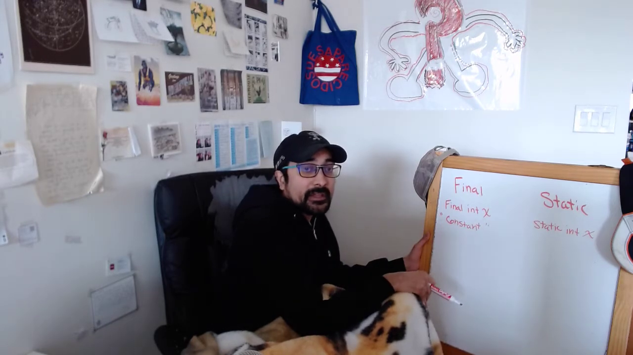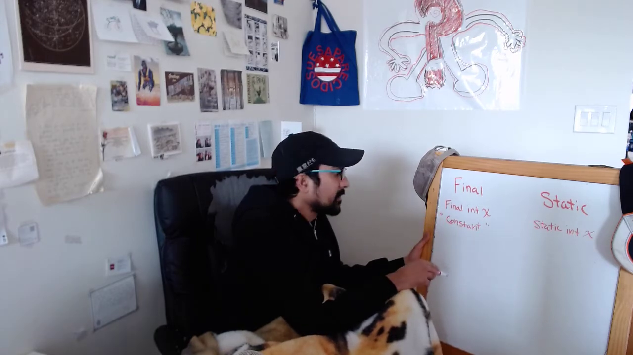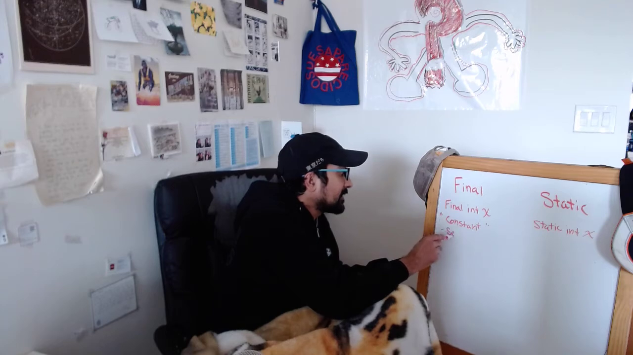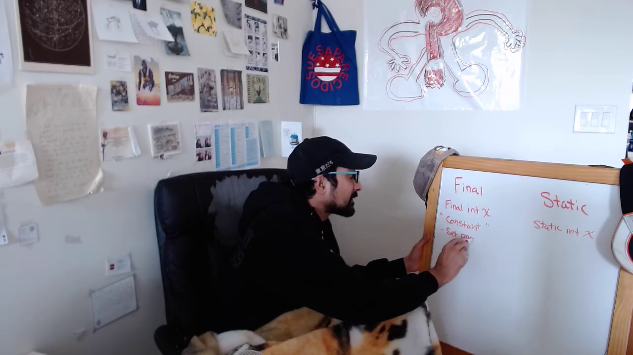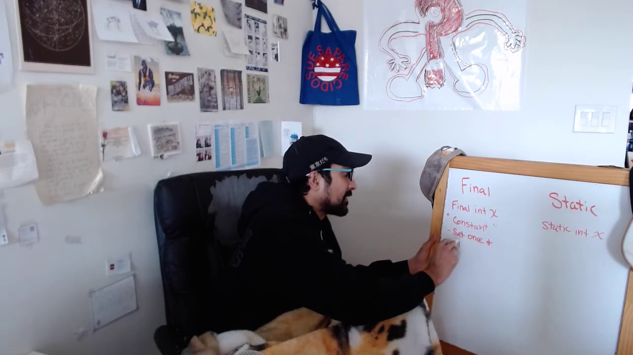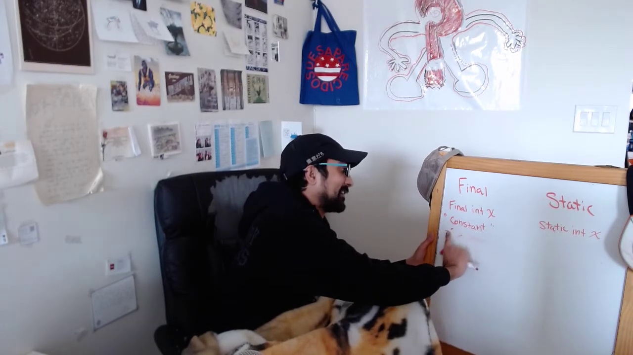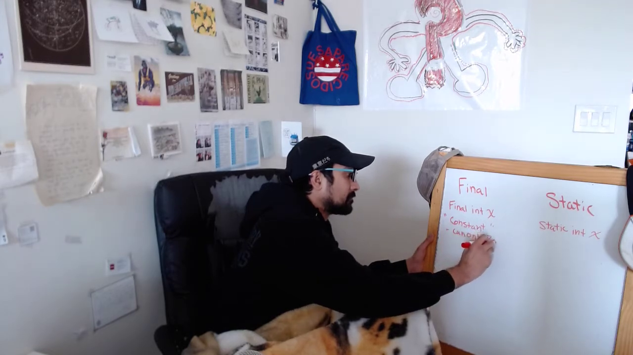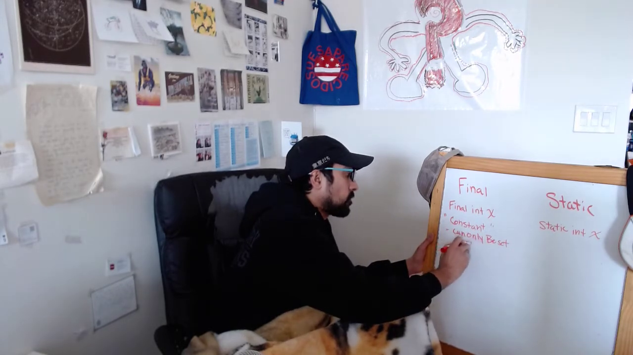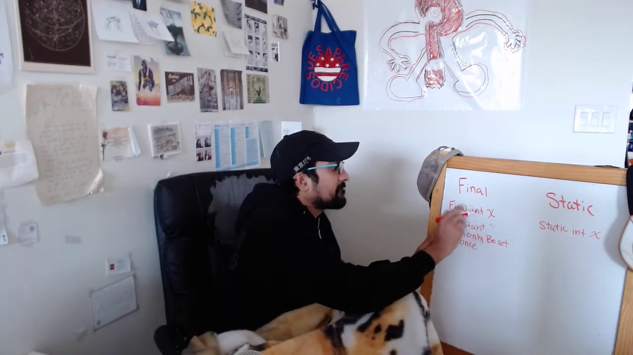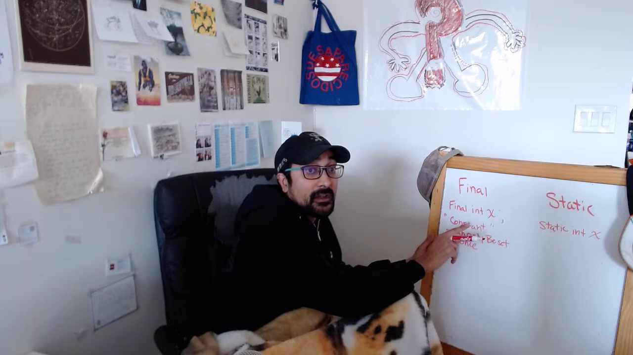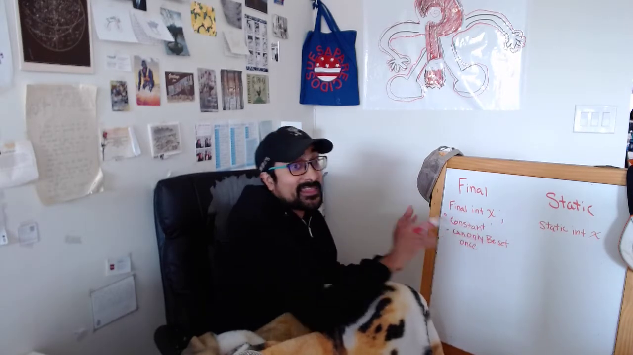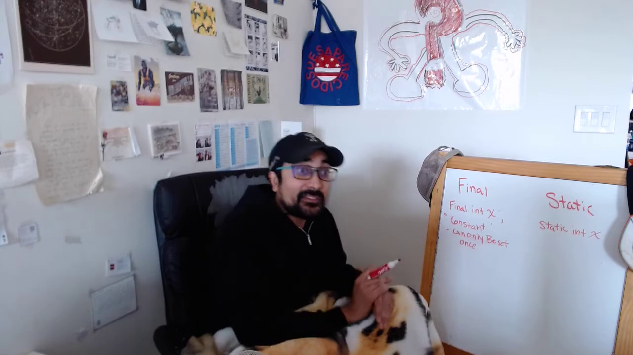All right, and what does that mean? Well, if a variable is final, that means it can be set once and never again. It can only be set once. So if I have final int x, I don't have to set it up here. I could set it whenever, but once x is set, that's it. You cannot change it.